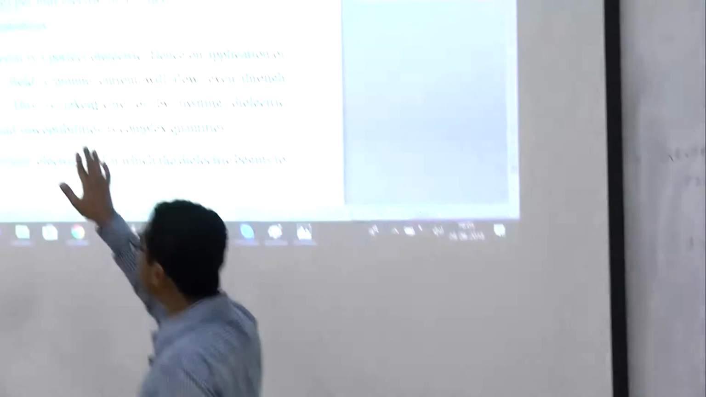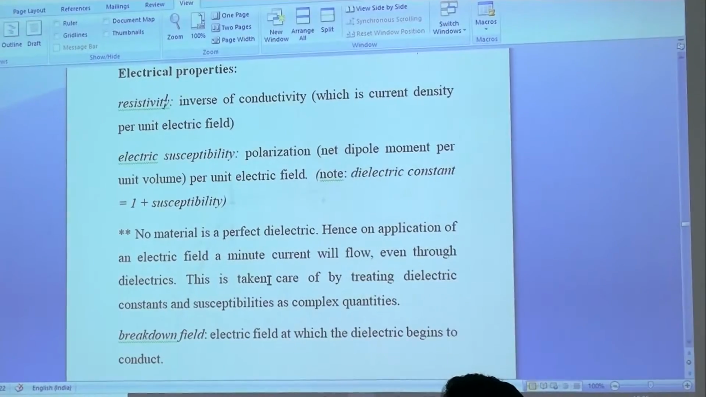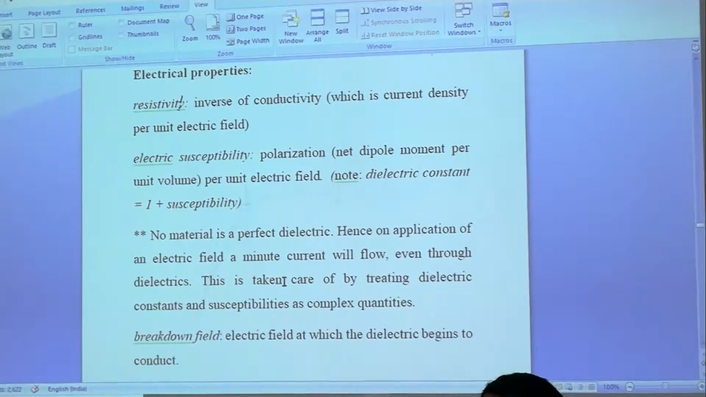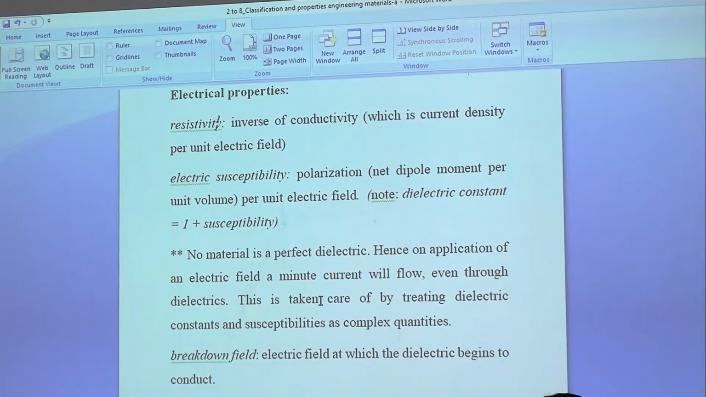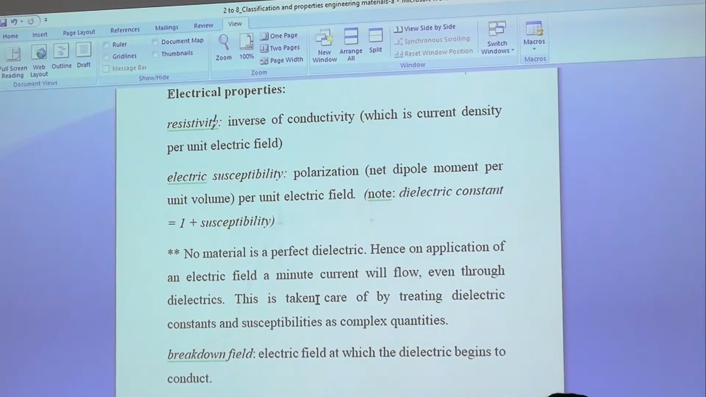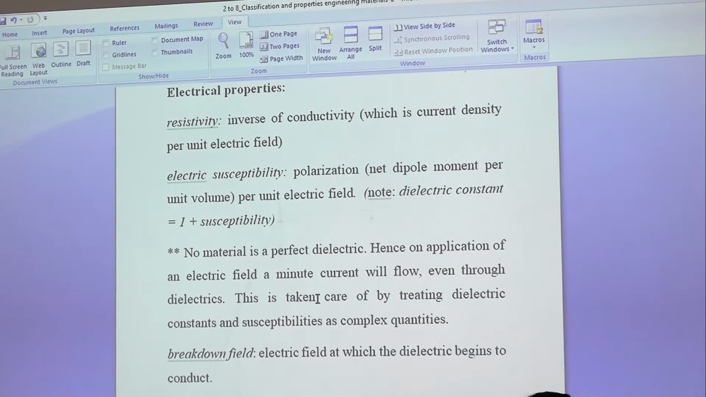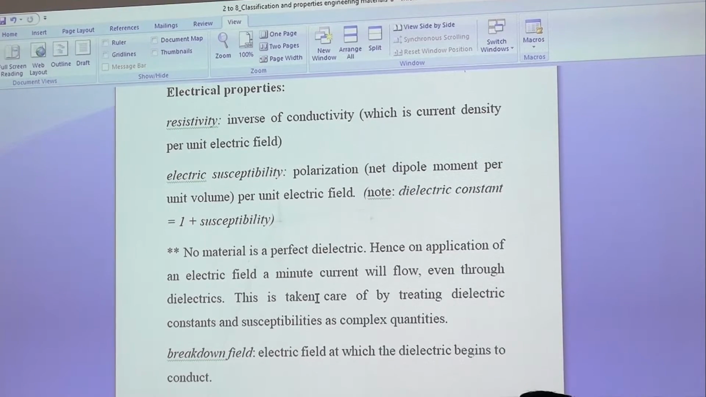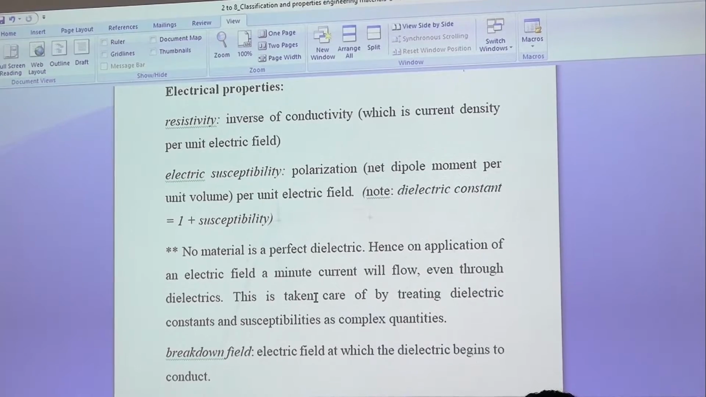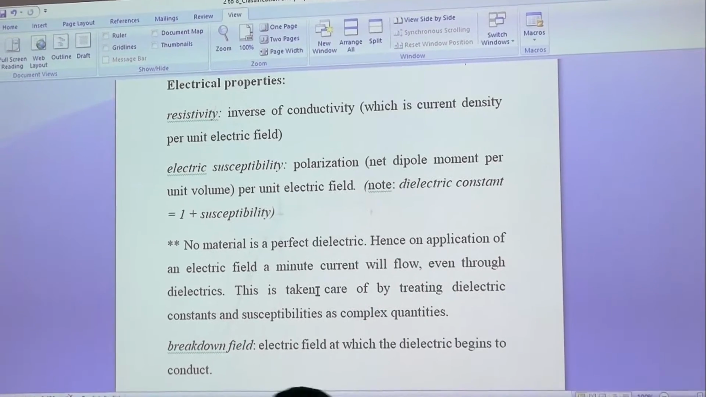And even before that, we will look at some basic definitions associated with electrical properties. So resistivity, susceptibility and breakdown field. These are three words that I am going to introduce you to right now. So you will see the formal definition here. Alright, so you will discuss the formal definition among yourself, maybe connect it with concepts you have learnt previously. And then I will show you some data and we will start some exercise.